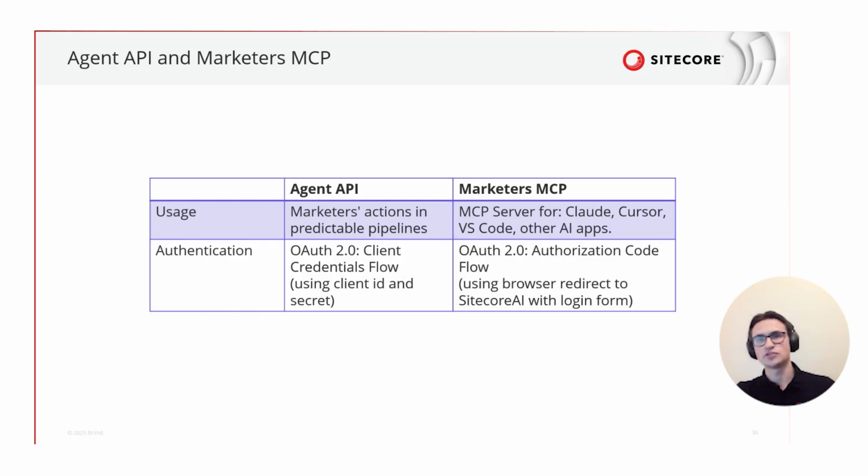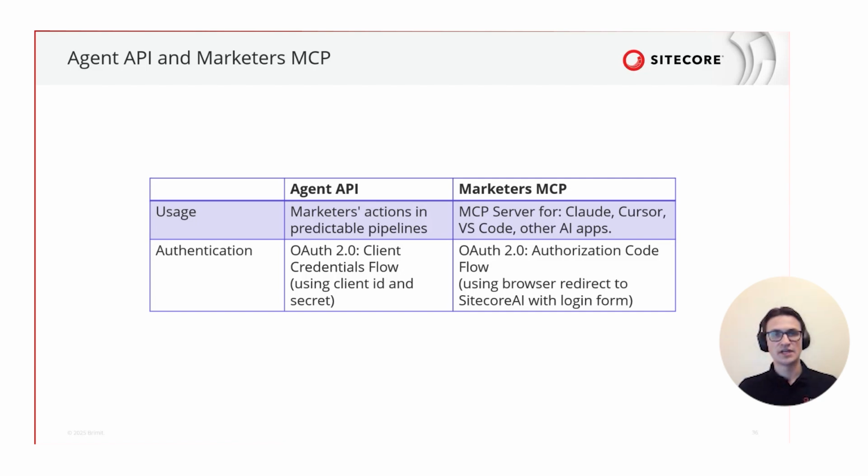So while MCP uses Agent API under the hood, the use cases for choosing between Agent API and Marketers MCP are a bit different. Marketers MCP wraps Agent API, and when you need predictable actions executed by you, or the set of actions should be chosen by you, then it's better to use Agent API. When you want AI to decide which actions to invoke, then basically MCP is the best choice.